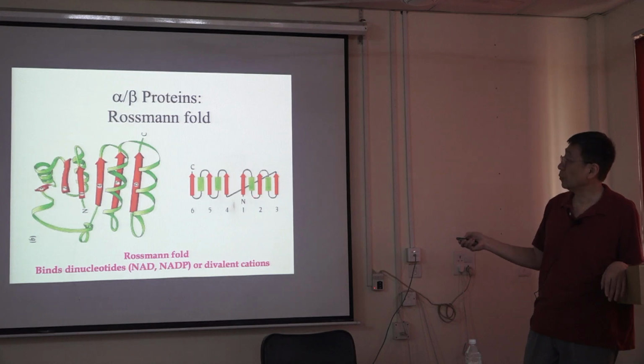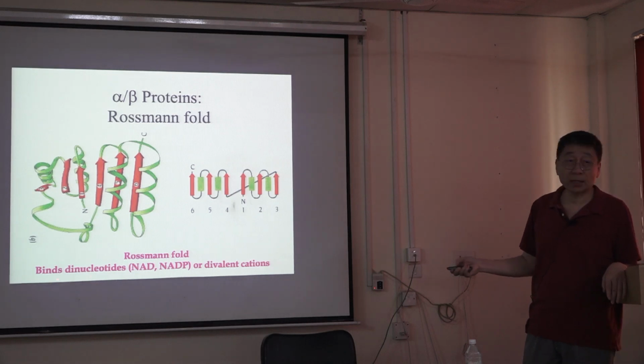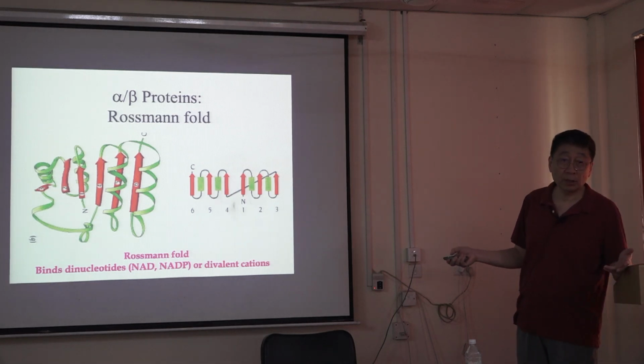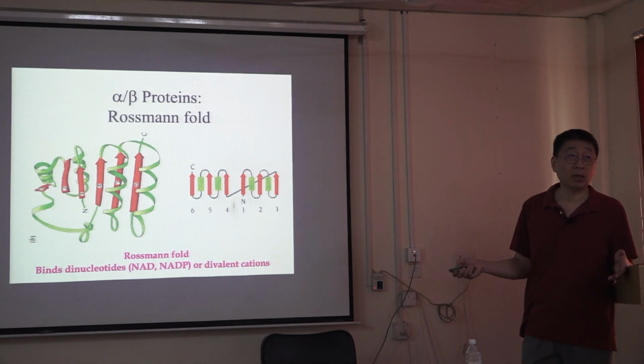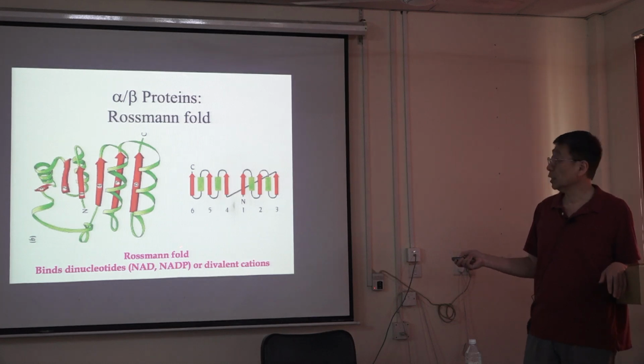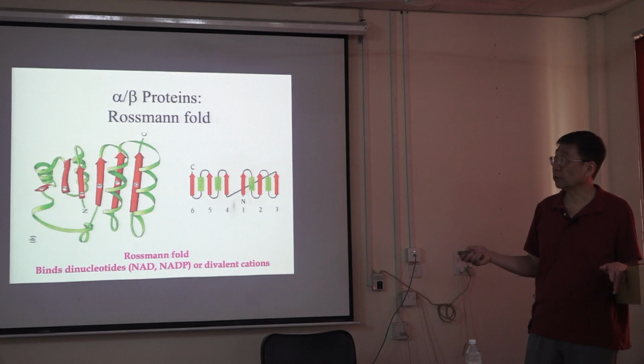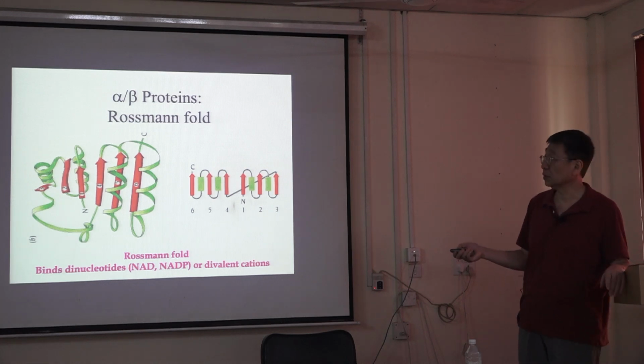If you look at the topology drawing: 1 up strand, down helix, up strand, down helix, up strand, crossover, up strand, down helix. This fold is very important for binding dinucleotides, NAD, NADP. If you talk about metabolic enzymes, they often use NAD and NADP as cofactors, and many of those enzymes contain this fold. This fold can also bind divalent cations like magnesium, and that's also very important for other cellular functions.